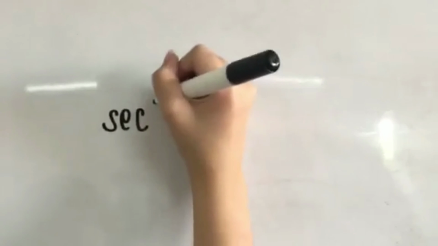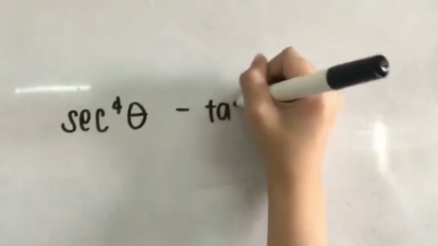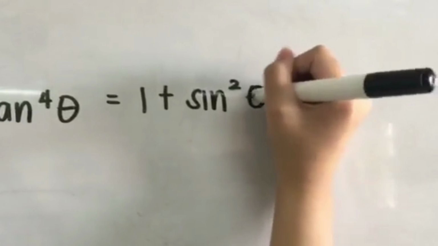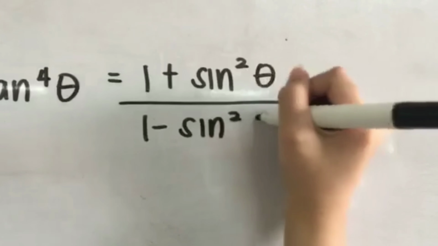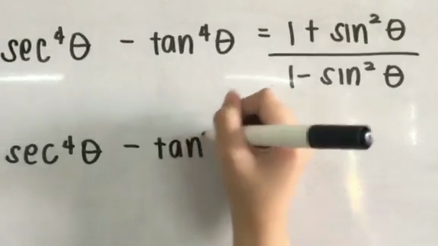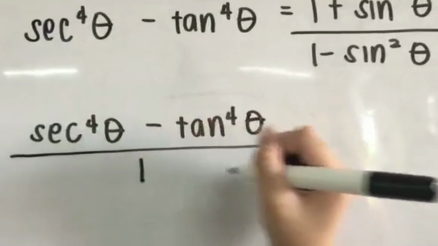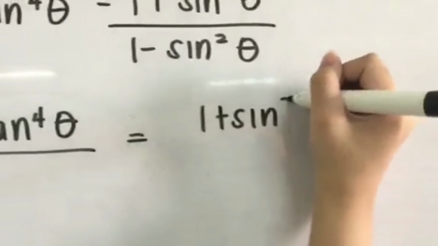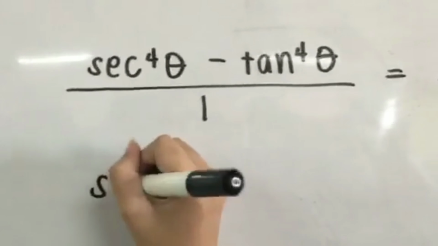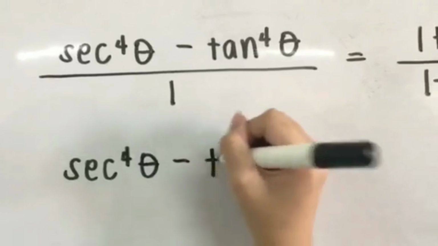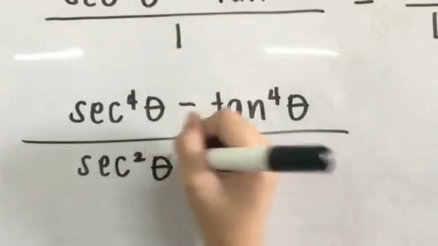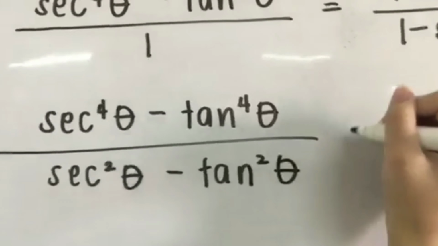For our first problem, we have secant to the fourth theta minus tangent to the fourth theta equals 1 plus sine squared theta over 1 minus sine squared theta. Then, divide your secant to the fourth theta minus tangent to the fourth theta by 1. This gives you secant to the fourth theta minus tangent to the fourth theta over secant squared theta minus tangent squared theta.